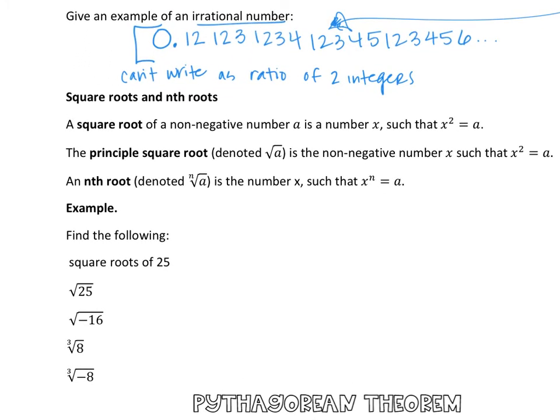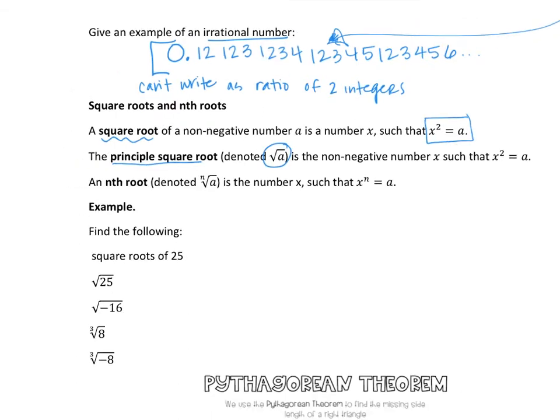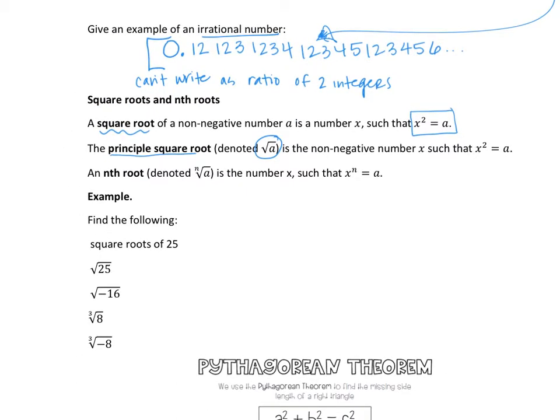Now, a few other ways that you might see an irrational number is in the form of square roots. So we have regular square roots where the definition of that is it's a non-negative number a such that x squared equals that a. Well, you're more used to probably seeing the principal square root, which has that radical notation, and that's just the positive root.